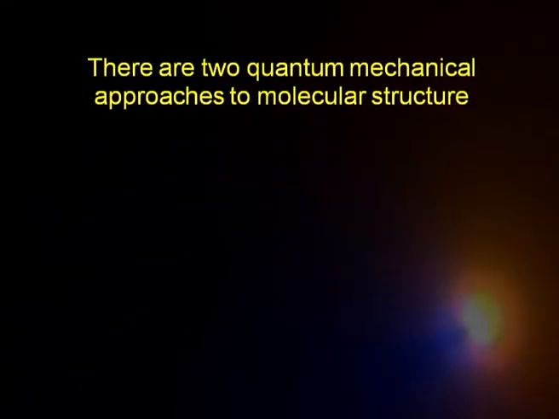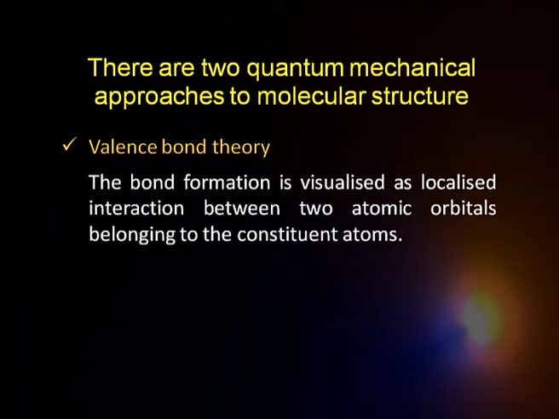Now, as regards quantum mechanical approaches to molecular structure, there are two broad ways of looking at molecules quantum mechanically. The first one happens to be the valence bond theory. According to valence bond theory, the bond formation is visualized as localized interaction between two atomic orbitals belonging to the constituent atoms. That means suppose I have two atoms, atom A and atom B, and the two are going to combine together to form a molecule AB. So essentially valence bond theory says that we have interaction between these atomic orbitals, which is a very localized kind of interaction. We will elaborate on it as we proceed much later.